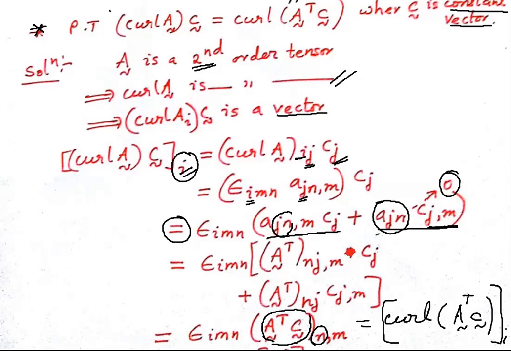Therefore, we have proved curl A C, where C was outside and now C has gone inside, equals curl A transpose C, where C is a constant vector. Very, very important identity. Okay guys, so let's stop now. The next class we are going to prove two theorems. Okay, let us stop now.